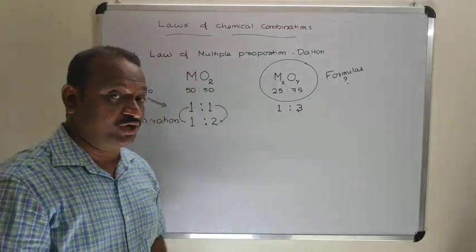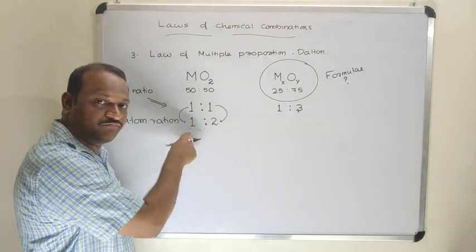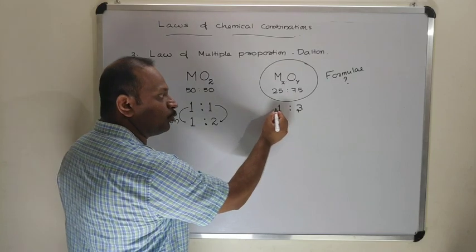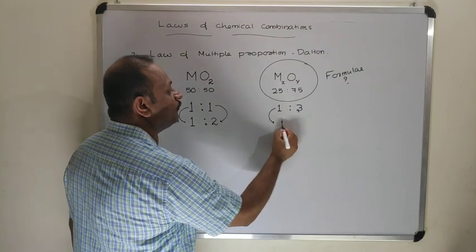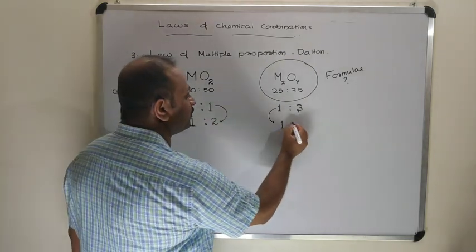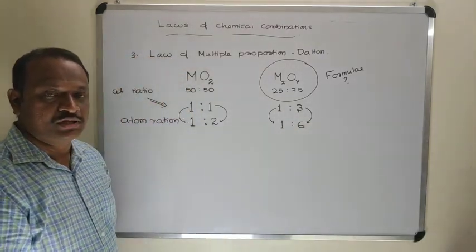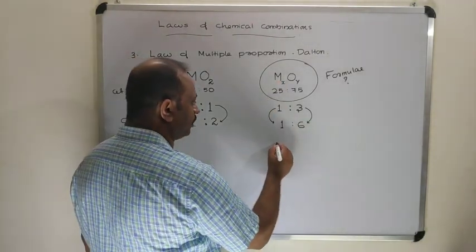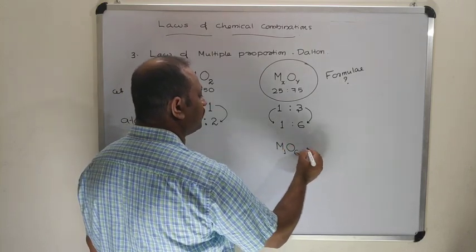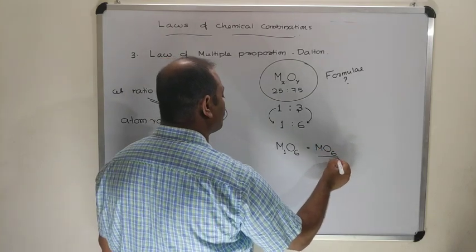Then we need to find out the atomic ratio. Here 1 for 1, and 1 for 2. Similarly, if you have 1 here, you write 1 in the atomic ratio. And here, 1 for 2, then what do you need to write there? 3 for 6. So we get the formula of the compound as M1 and O6. In that manner, you get the formula of the second oxide, MO6.